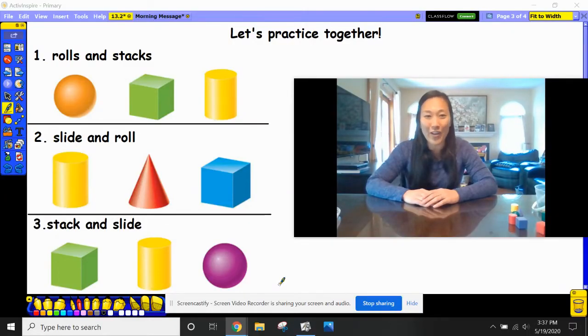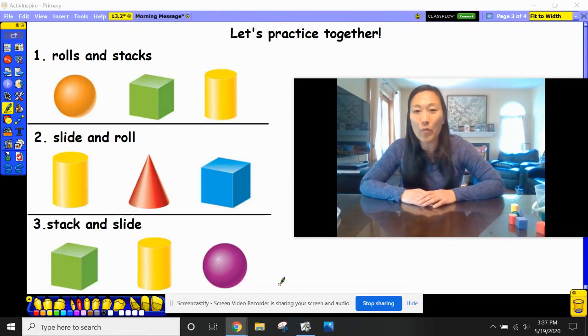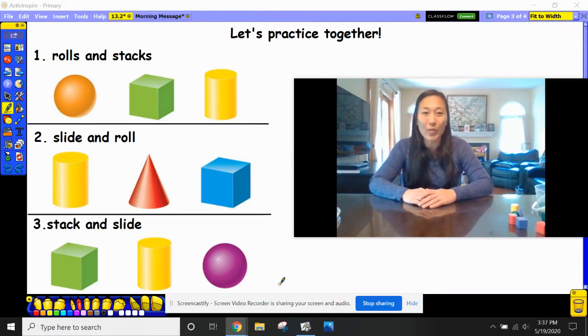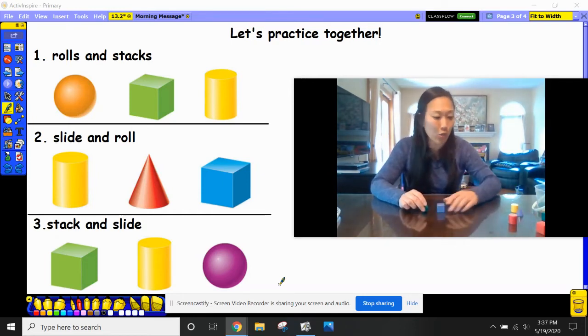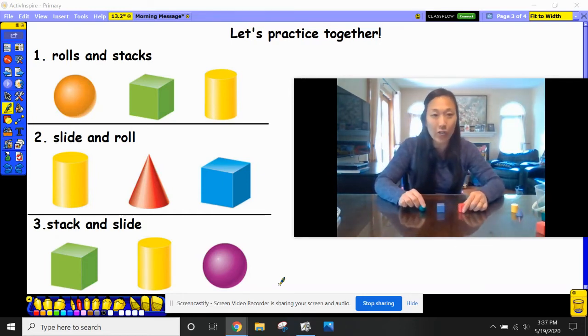Let's practice together now. Here are some problems, and we're going to figure out which 3D shape can roll, stack, or slide. So let's look at number 1. Which shape rolls and stacks? So we have a sphere, a cube, and a cylinder. So which one rolls and stacks?